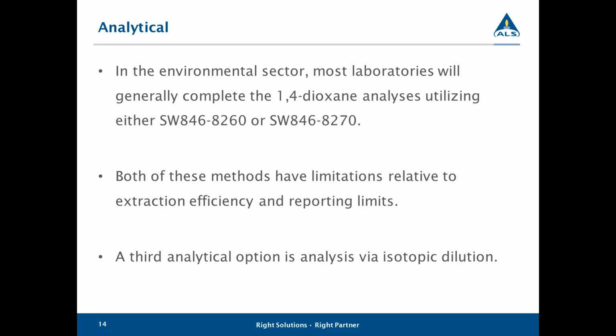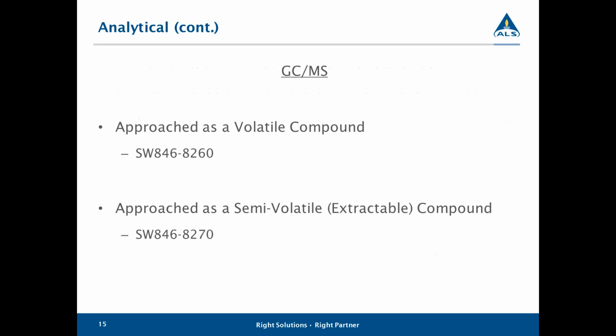So a third option, which is really the more widely used one anymore, is an isotopic dilution technique. And there's a couple different ways to do that as well. I'm going to go through each one of these techniques a little bit here. It's typically run by GC mass spec, so that's gas chromatography mass spectrometry. The volatile compound, again, is volatile, it's 8260. The semi-volatile, which is an extractable compound, is done by 8270.